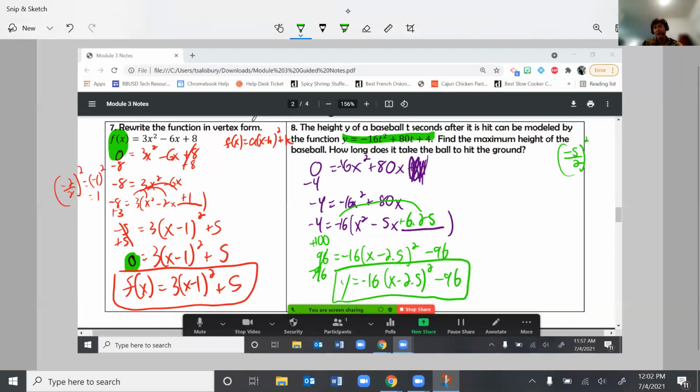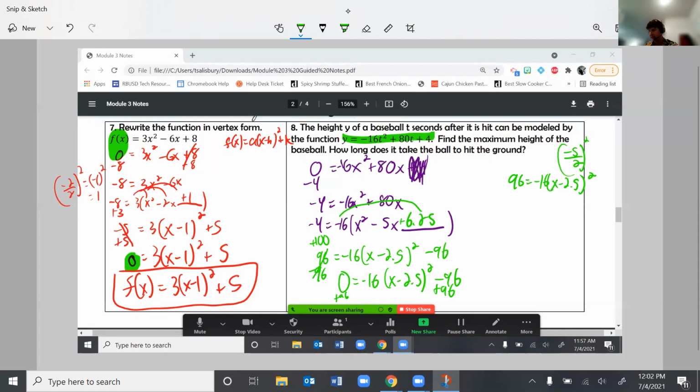It wants to know how long it takes for the ball to hit the ground. For the ball to hit the ground, that'd have to be y is equal to 0, because y is height, right? It says the height of the baseball, 0. So then actually, what we leave it is a 0. And I'd solve. So I guess we didn't have to go all the way back here. But we'd add 96 on both sides. 96 is equal to negative 16 times x minus 2.5 squared.